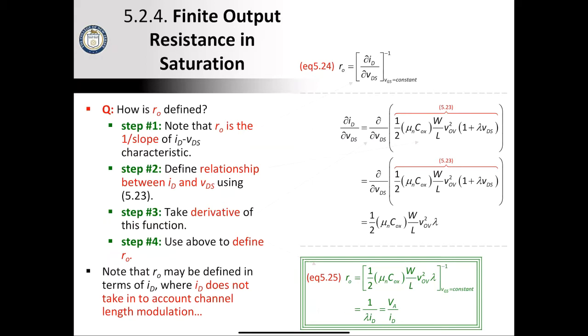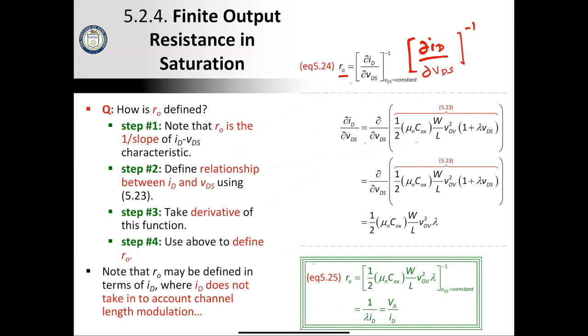So how do we define RO? Step number one is going to be to realize that the resistance is 1 over the derivative of the current with respect to the voltage, because really resistance is voltage divided by current. That's the same way we could derive or define any resistance.